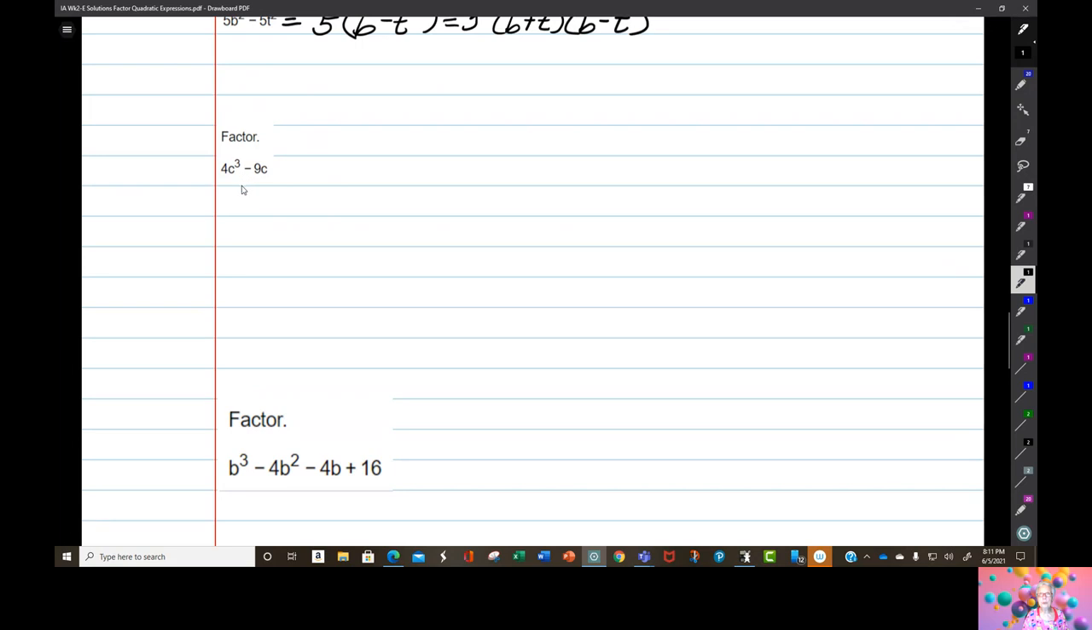Well, this isn't the difference of two squares. Oh, wait a minute. Both of these terms contain a C. C times 4C squared minus 9. C times 4C squared is 4C to the third. C times minus 9 is minus 9C. But how is that the difference of two squares? Just look.